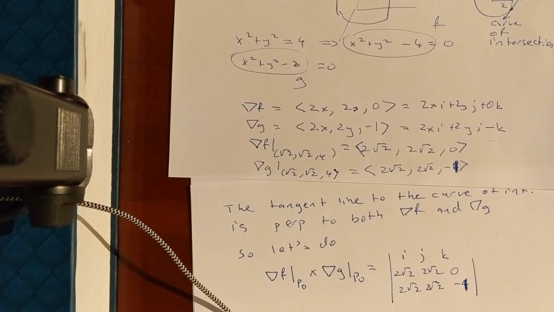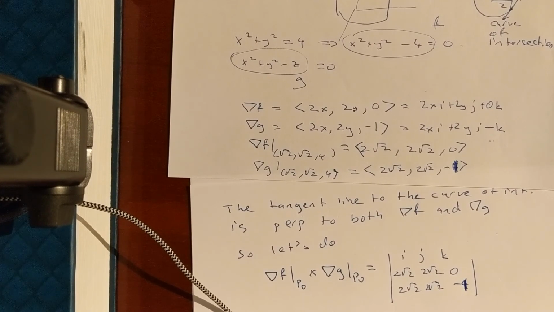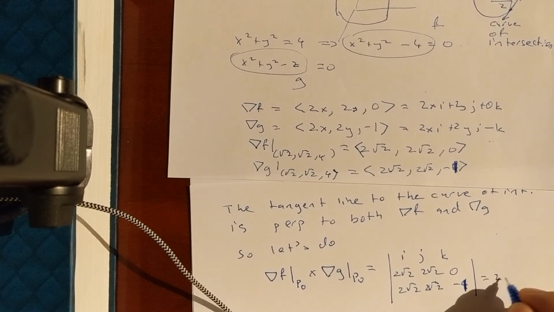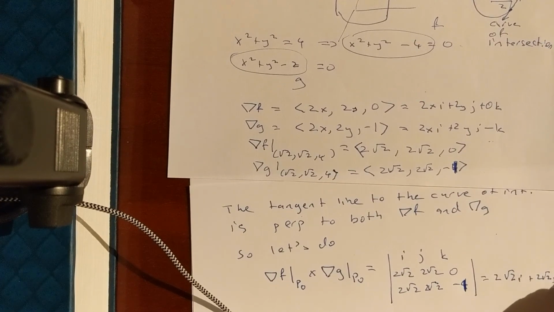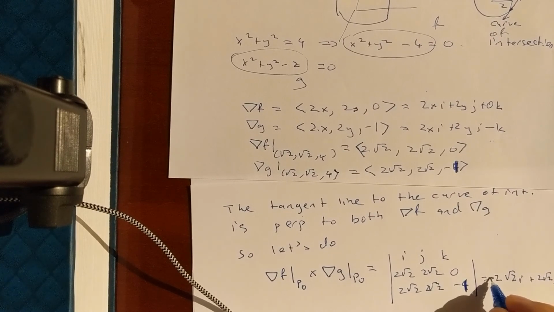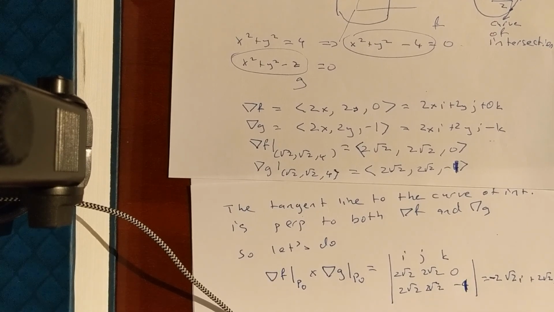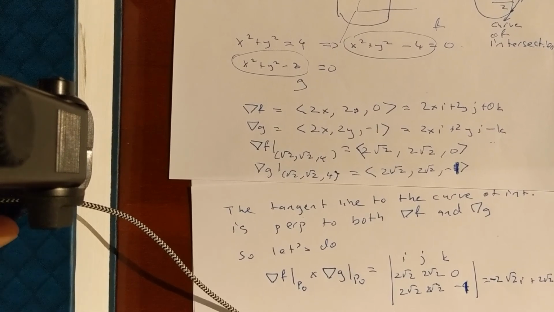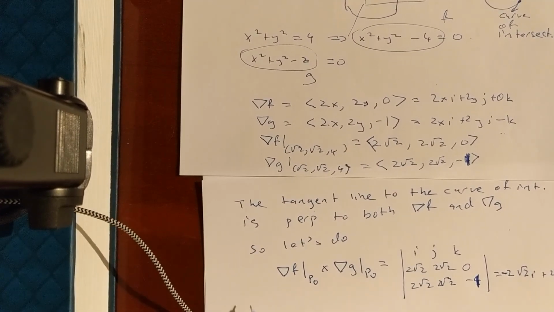Okay. So if you do this, it comes out. Well, I did it. You can check it at home. No surprise. It comes out 2 square root 2 i plus 2 square root 2 j plus 0k. This is going to be minus, this is going to be plus, because that way it's going to be perpendicular to both of them, right? If we switch this, because it's 0, the dot product with this guy will be 0 also. Okay, so we can then parameterize our tangent line.